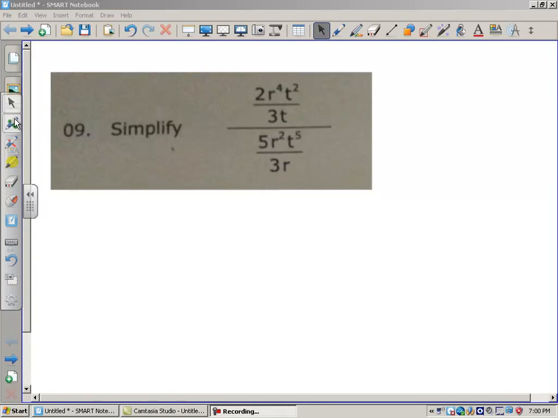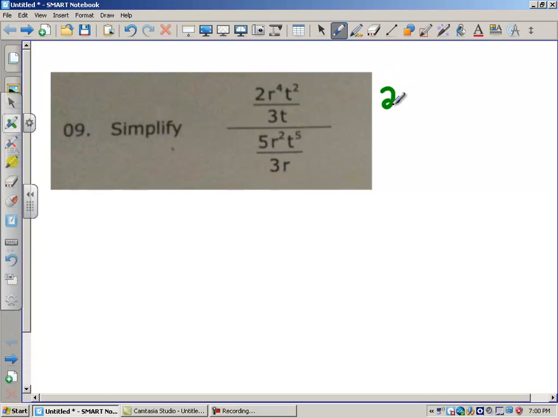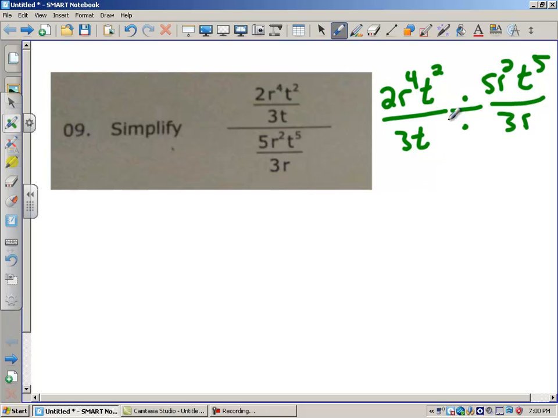Alright, Kathy, we're going to finish your test review here. We're going to work number 9, this weird division problem with this complex fraction. I want you to think about this as 2r to the 4th t squared over 3t divided by, that's what this big long bar means here, that means divided by 5r squared t to the 5th over 3r. So it's very similar to a problem we did earlier, it's just in a different form.